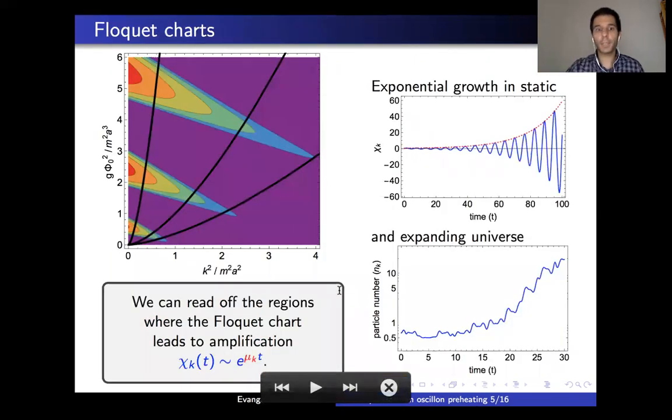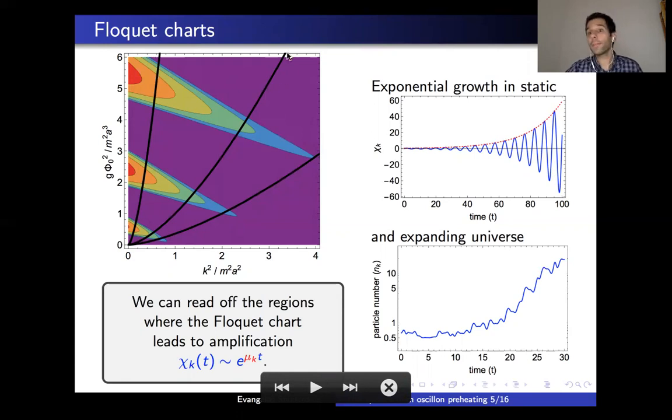This can be visualized using a Floquet chart, and we can see that depending on where you are on this chart, for a given phi naught, so for a given inflaton amplitude, depending on the wave number of each mode, it can either be exponentially amplified if it's in one of these instability bands or not. And we can see it here clearly in an example.